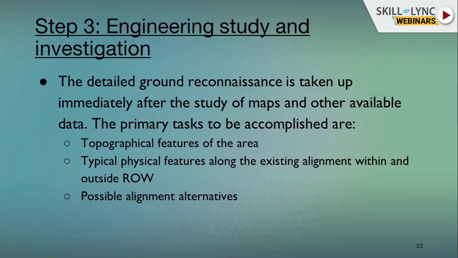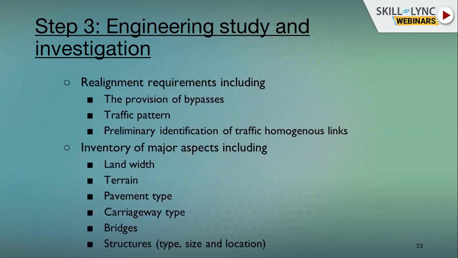Engineering study and investigations are mainly covered on the ground. First, ground reconnaissance has to be done to understand topographical features of the area, typical physical features along the road, and possible alignment alternatives. This reconnaissance is needed to frame further survey and investigation works. If we find some realignment requirement, it includes the provision of a bypass. What is the traffic pattern if we provide a bypass? Preliminary identification of traffic homogeneous links. Who will use this bypass? So those things will be covered.